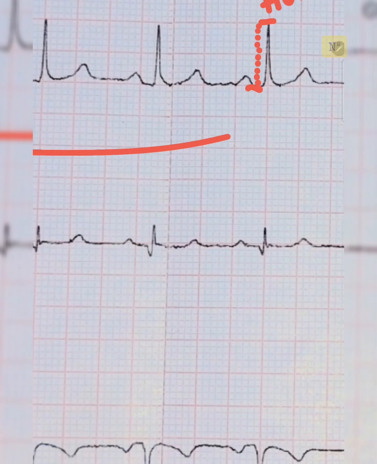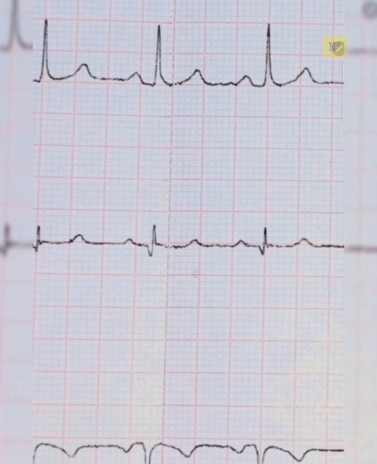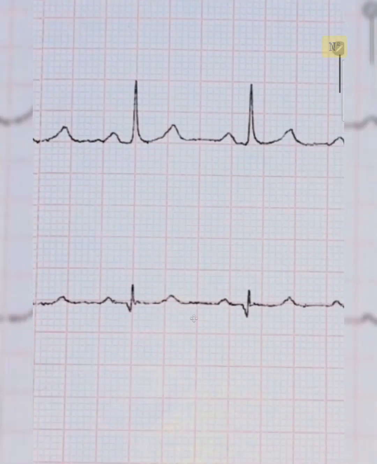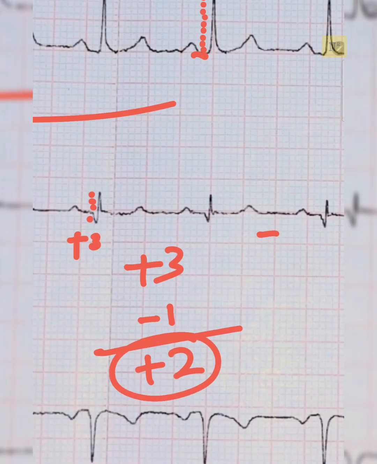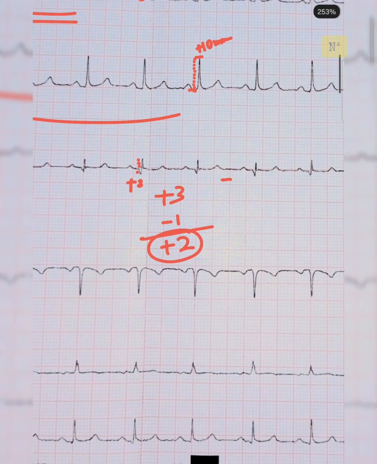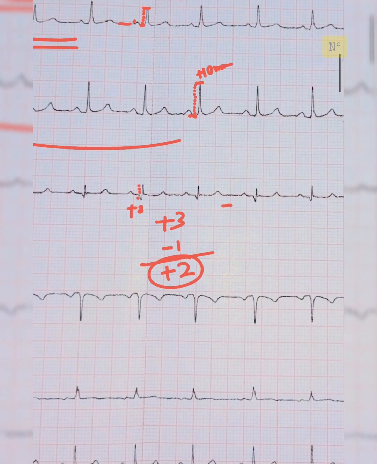So how many small squares are going for the positive deflection curve? 1, 2, 3. And how many are going for the negative deflection curve? There is 1, approximately 1. Okay, so there is plus 3 deflection for your R wave, and there is minus 1 deflection for your S wave. So the mean is plus 2 millivolt. Okay, like this we calculate the mean axis of the QRS complex.